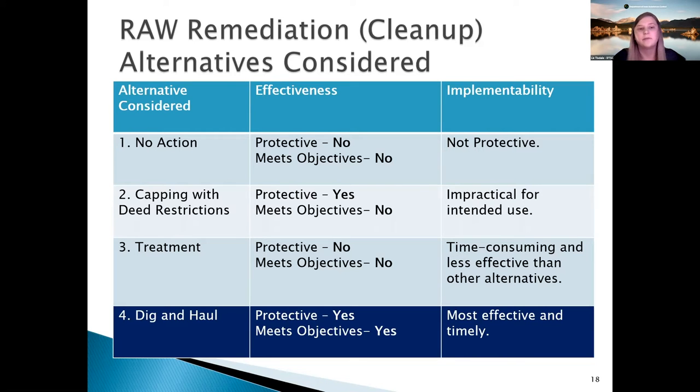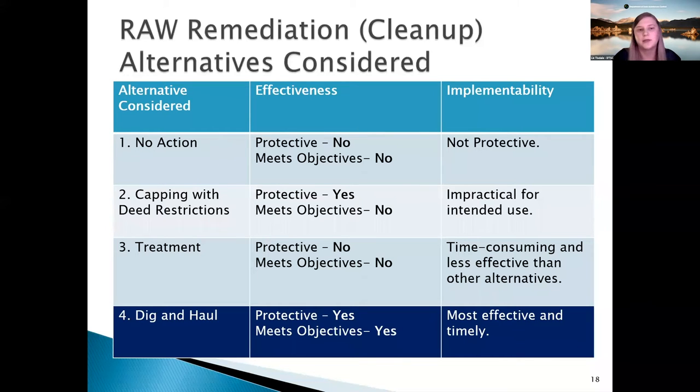The second alternative presented in the RAW is capping with deed restrictions. While this is protective because it would create a layer of clean soil and a barrier between potential exposure to the contaminated soil, it doesn't meet the project objectives because it doesn't remove that source material. It's impractical for the intended use of that site because the area where the lead contamination is, is intended to be the play yard or the play areas for the new school. So it's not really practical to have a dirt cap in an area that's very high traffic like that.